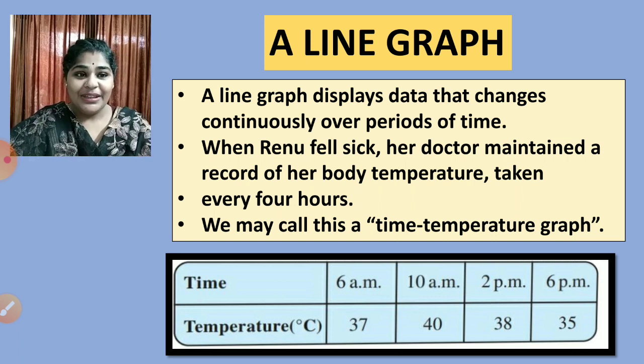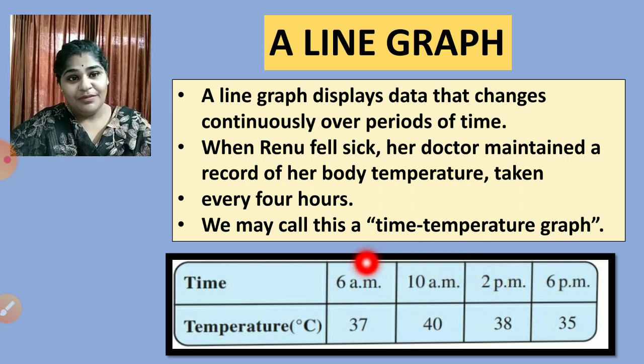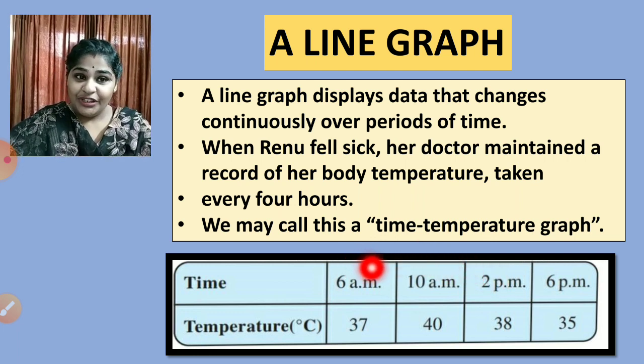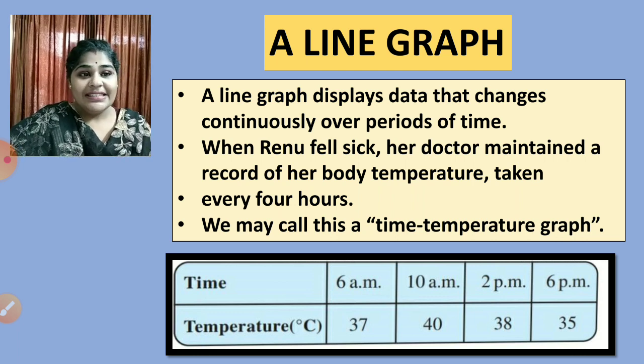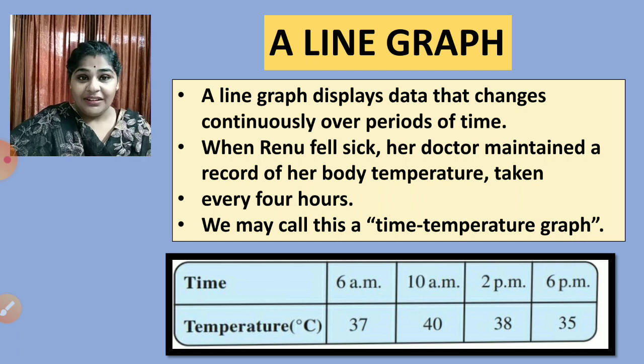Alright, so here you can see there is one table where time is taken, and the temperature at that time. So at 6 a.m. the temperature of Renu was 37 degrees Celsius. At 10 a.m. it was 40, at 2 p.m. it was 38, and at 6 p.m. it was 35. So how is it shown using the line graph? Let us see.